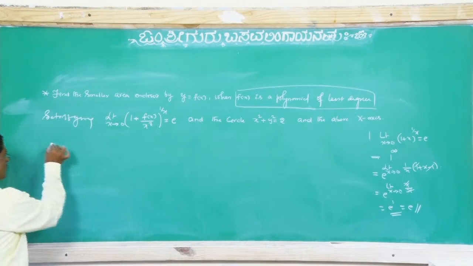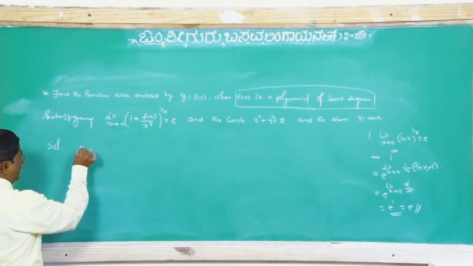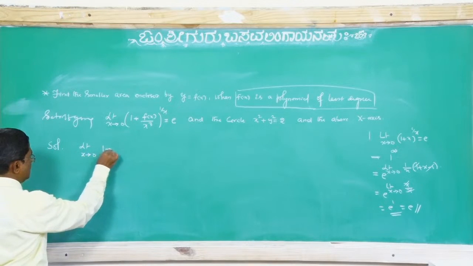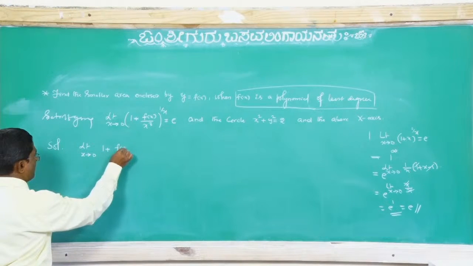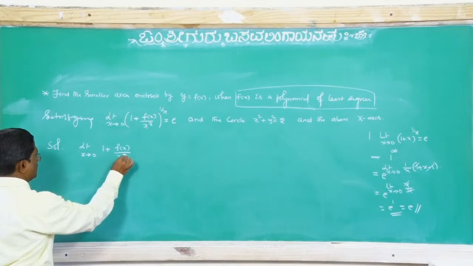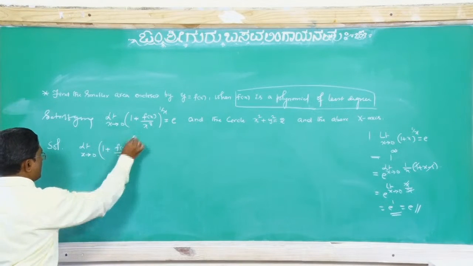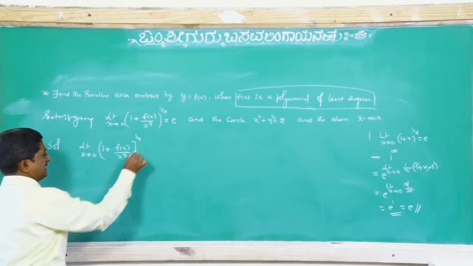So see all of you, the solution. First of all, solving for the f of x function. So limit as x tends to 0 of (1 plus f of x divided by x cube) whole to the power of 1 by x is equal to e.